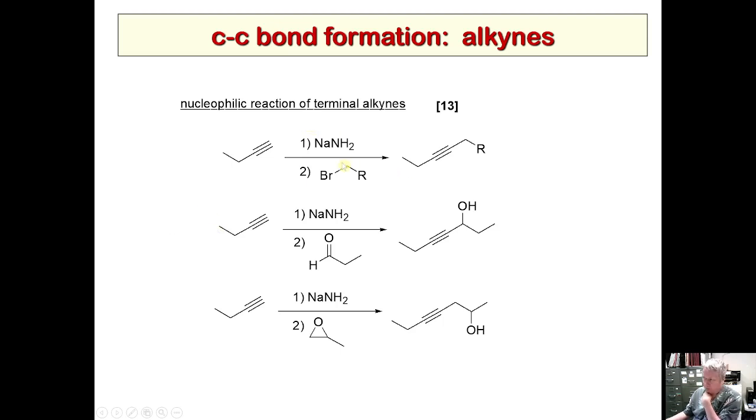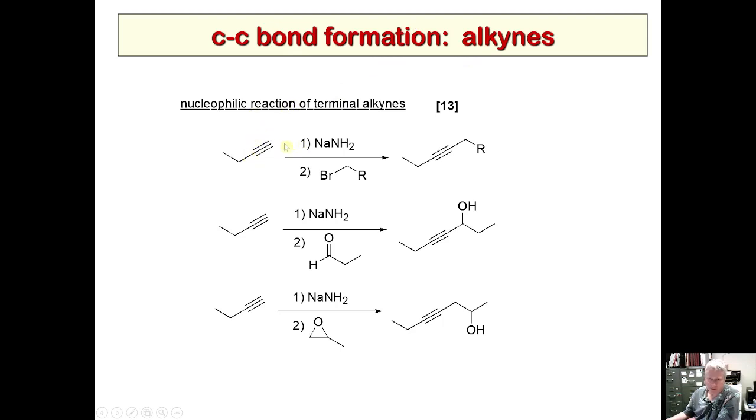Okay, quick review of alkynes. This is pretty old. There may be a little bit of alkyne stuff on the cumulative final, but definitely not on the new material exam. But just a couple things we can do with alkynes. A couple things we can do with alkynes that are CC bond formation.